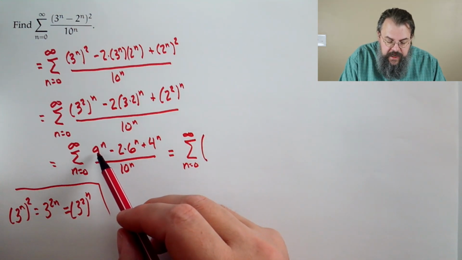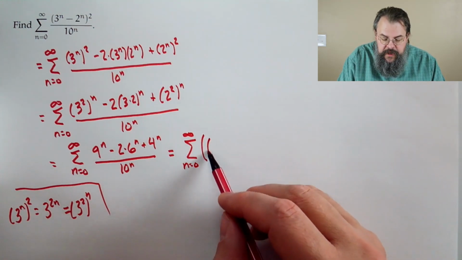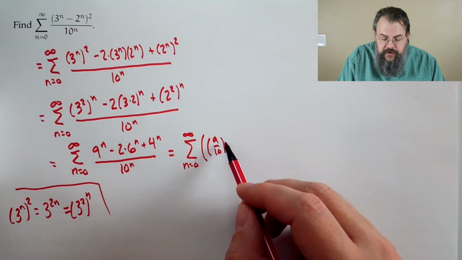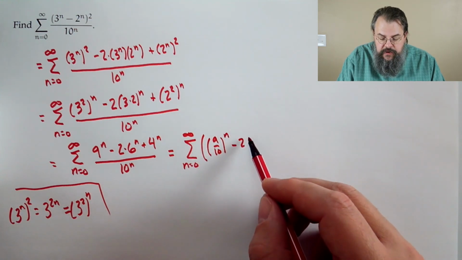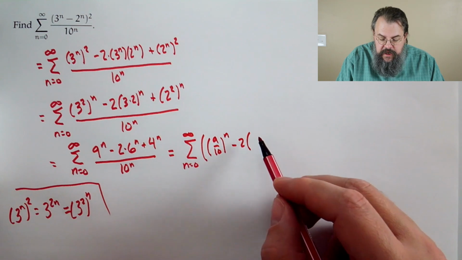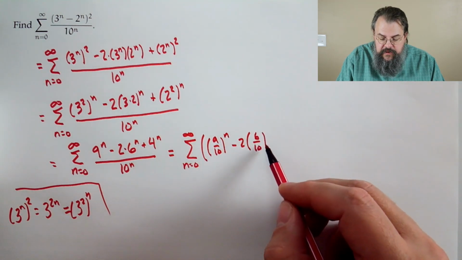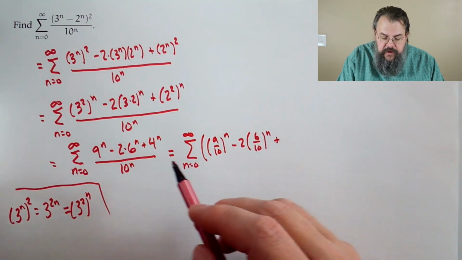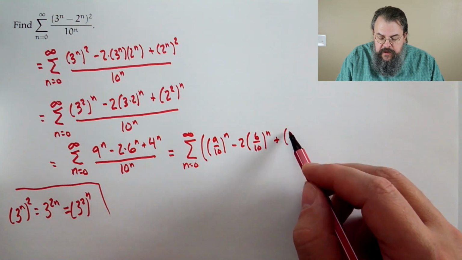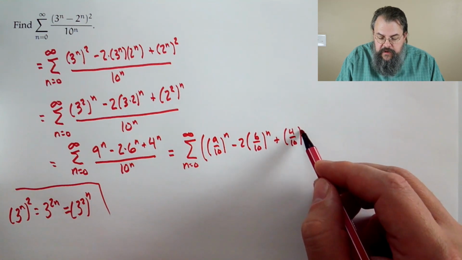Okay, so we're going to think about it. It's 9 to the n divided by 10 to the n, which is 9/10 to the n, minus 2 times 6 to the n over 10 to the n. All right, that's 6/10 to the n. And then plus 4 to the n over 10 to the n is 4/10 to the n.